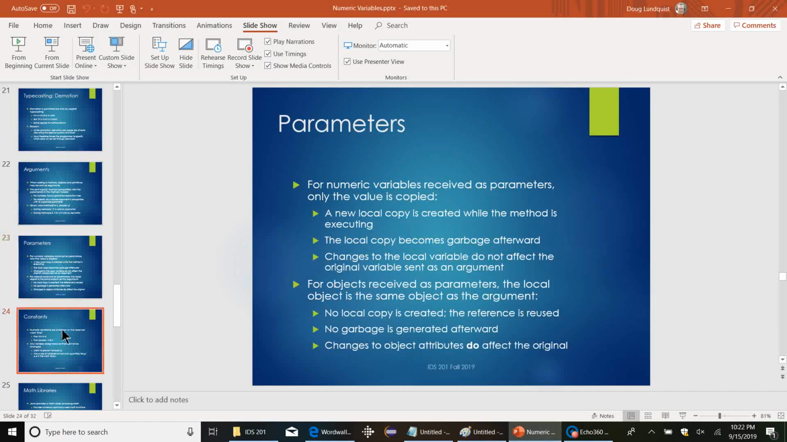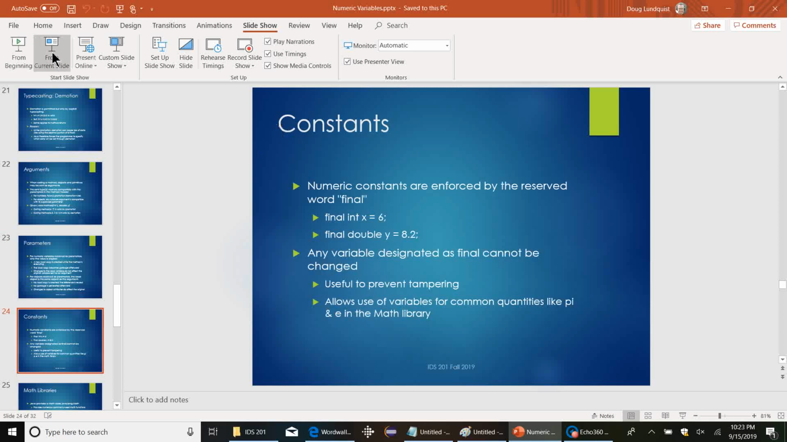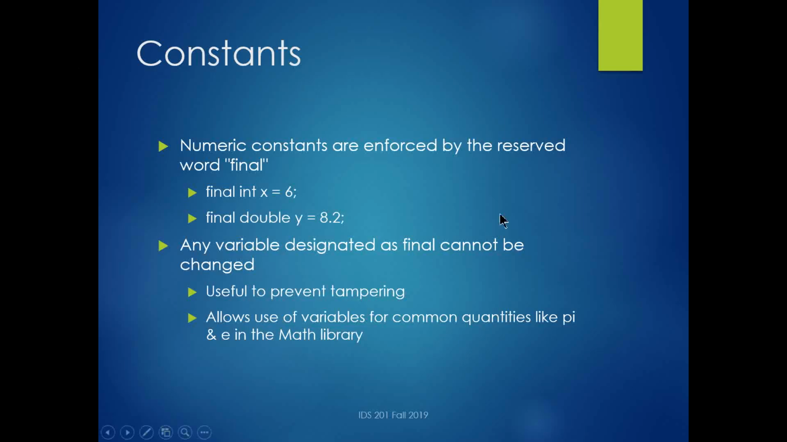Okay, a couple more things, then we'll be done here. So, numeric constants. In Java, the reserved word final before a numeric variable indicates that the variable is in fact a constant. So if I have final int x equals 6 in my code, then x is a constant. I can never change the value of it through the course of the program. Likewise, if I have a double y and I label it with final, then it's forever and ever 8.2. Any variable designated as final cannot be changed. Okay.